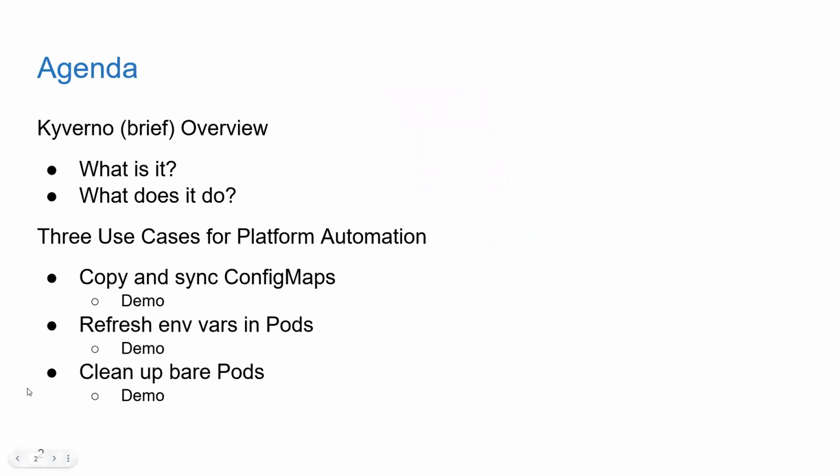First, a quick agenda. We'll do a very brief overview of Kyverno, talking about what it is and what it does. And then we'll dive right into these three use cases specifically designed to help in platform automation cases: copying and syncing of config maps, refreshing environment variables and pods, and cleaning up resources like bare pods.